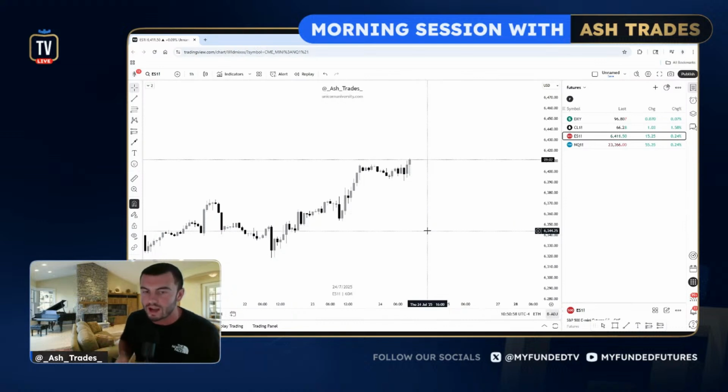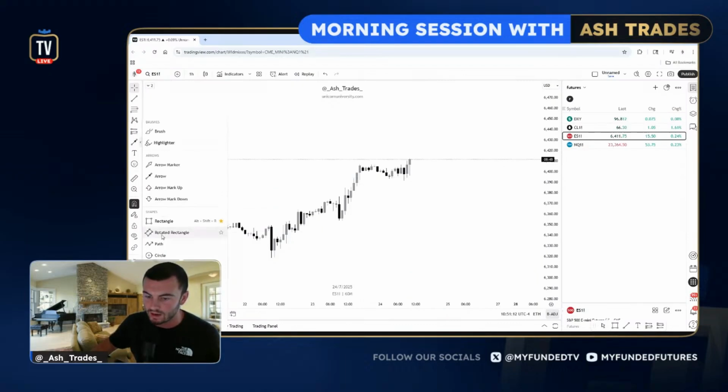So I use the daily as the bias. I look at swing highs, swing lows, and FEGs. That's how I determine bias. Once I get a bias, I know what type of position I'm looking for. Then I go into the hourly time frame to look for a confirmation to that bias, which is SMT.